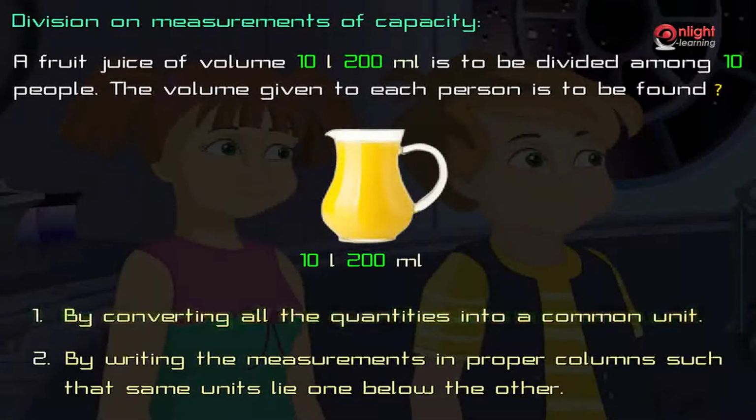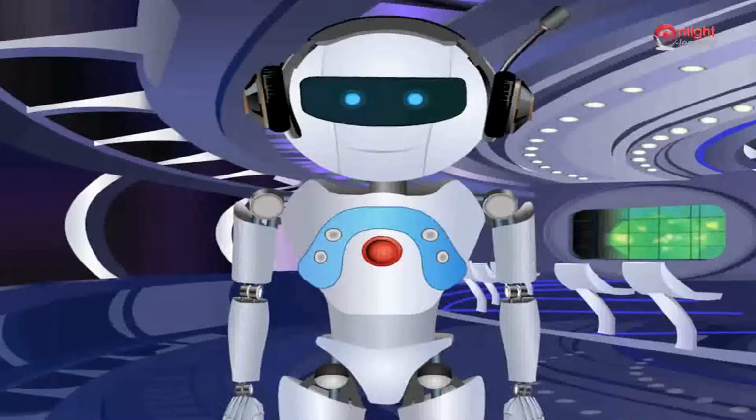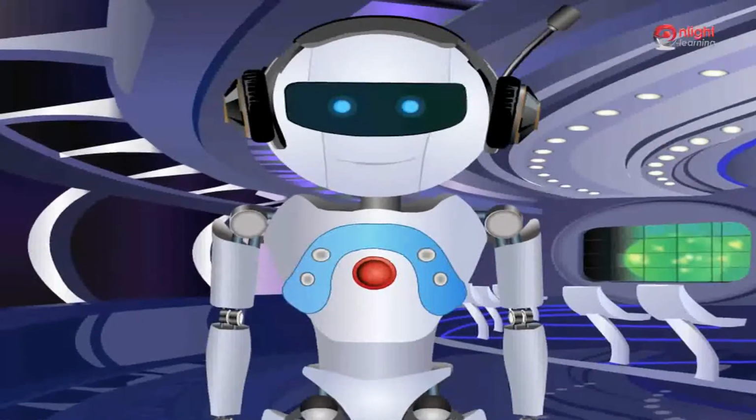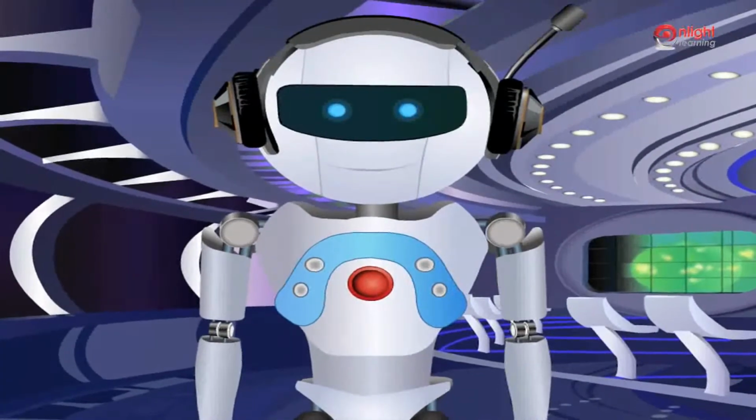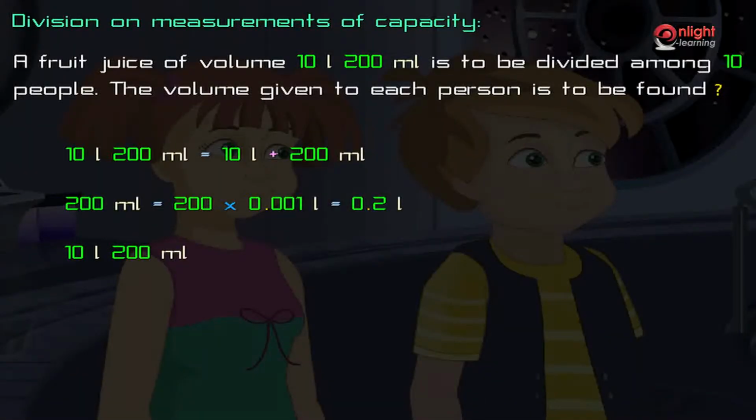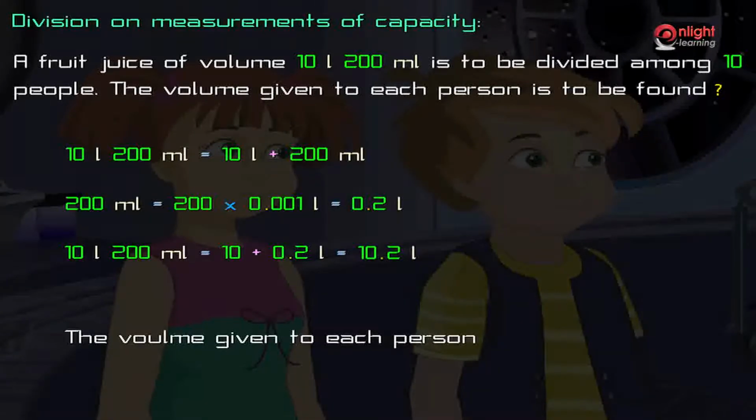Let us first employ the method of expressing in common units to solve this problem. In this method, all the quantities are expressed in a single unit. Let us express in liter. Hence, expressing volume of the fruit juice, 10 liter 200 milliliters is equal to 10.2 liters. As all the quantities are expressed in a common unit, we can divide. The volume given to each person is equal to 10.2 divided by 10 is equal to 1.02 liters.